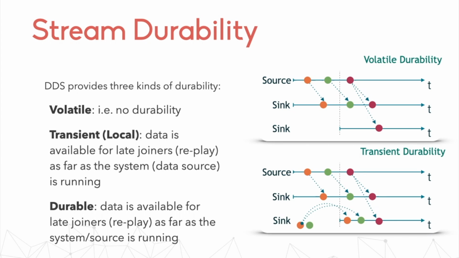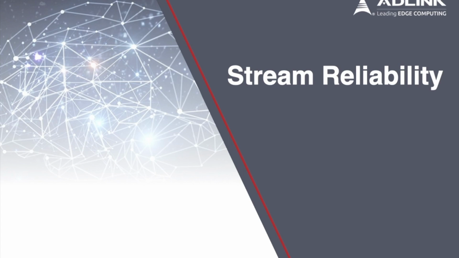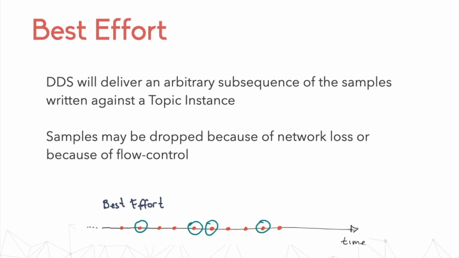Another important point that DDS allows you to control is the stream reliability. So in DDS you can have best effort reliability, in which case DDS will deliver an arbitrary subsequence of the samples that we have written for a given instance. As you see in this diagram here, samples may be dropped because of network loss or just because of local network DDS flow control. So that's the contract that we sign off on when you ask us for best effort reliability.